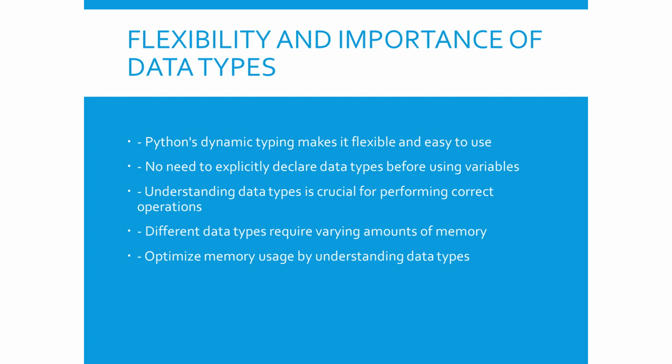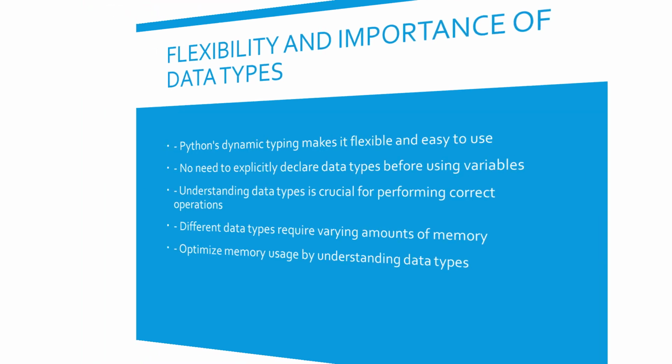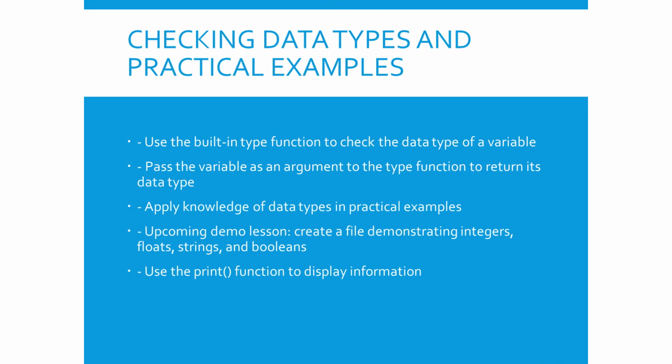Understanding data types is crucial for performing the correct operations on your data. For example, you can add two integers or two floats, but you cannot directly add an integer and a string. Python needs to know the data type to determine the appropriate actions to take. Additionally, different data types occupy varying amounts of memory, so understanding data types helps to optimize memory usage in your programs.